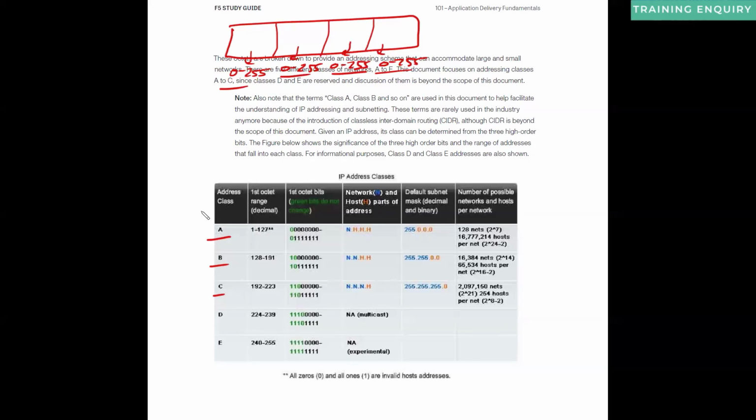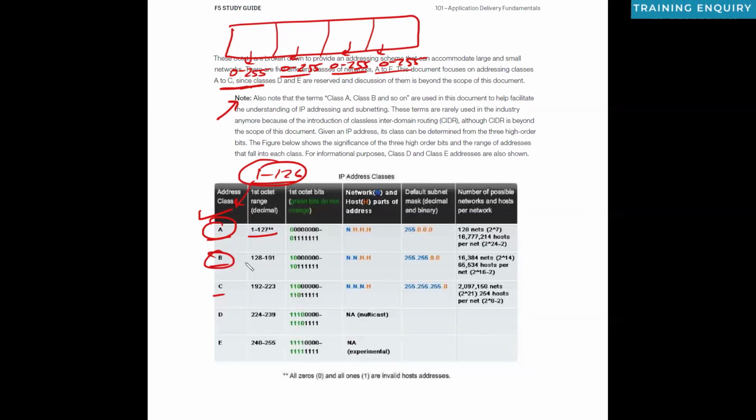Now the class of the address is defined based on the value of the first octet itself. If the value of the first octet is somewhere between 1 to 126, because 127 is again reserved, then it is called a class A IP. You don't look at the values of the remaining blocks, like block number 2, 3, or 4. You just look at the value of the first block. If it falls between 1 to 126, it will be called a class A IP address.